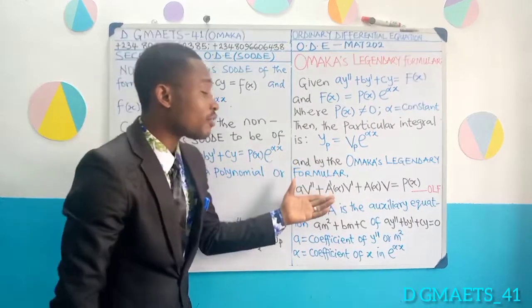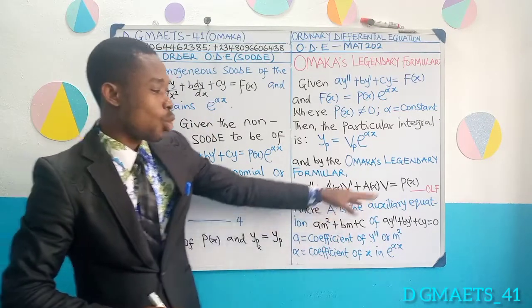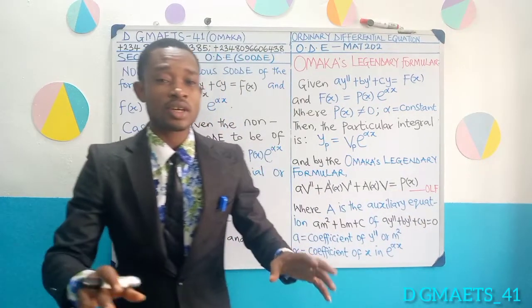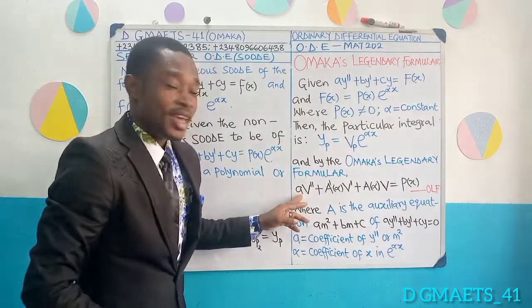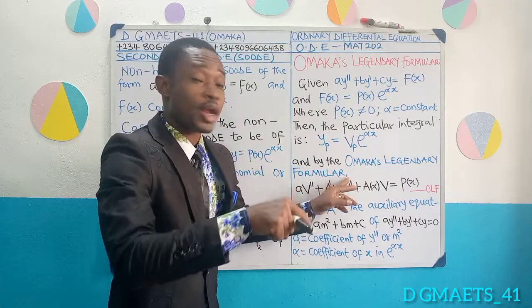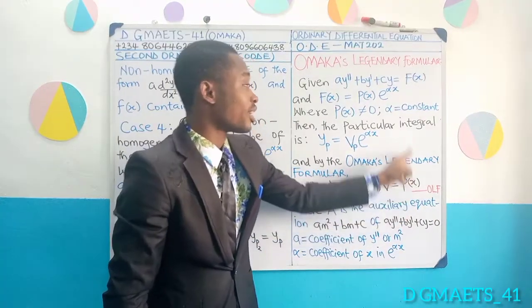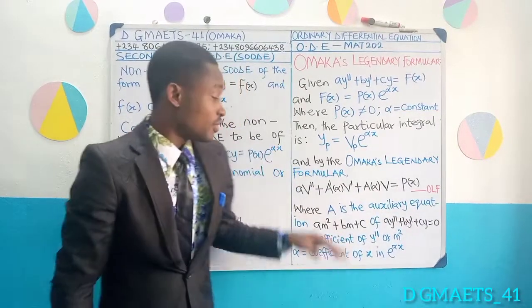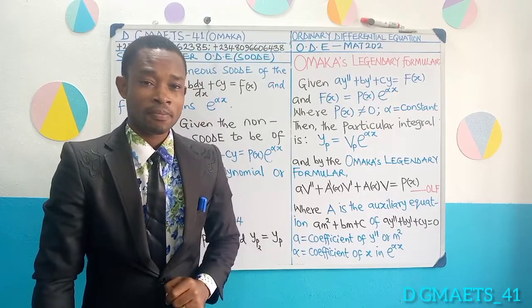And here we have this OMAKA's legendary formula on the board, given by the equation which I've labeled the OLF, O-L-F, OMAKA's legendary formula. And it goes, A v prime prime plus A prime of alpha v prime plus A of alpha v will be equal to P of x. So you need to memorize this formula. This is what I refer to as the OMAKA's legendary formula.